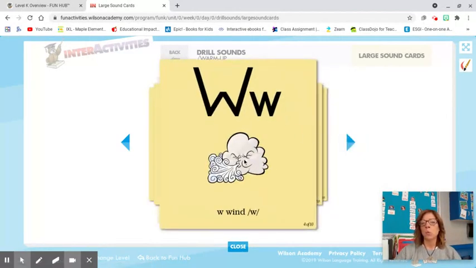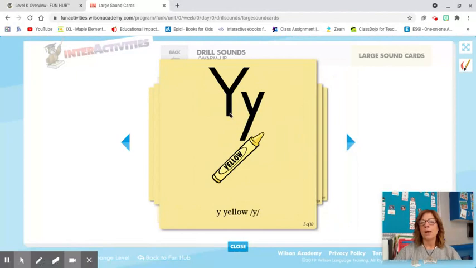W, wind, w. It makes the w sound. Y, yellow, y. Y, yellow, y.